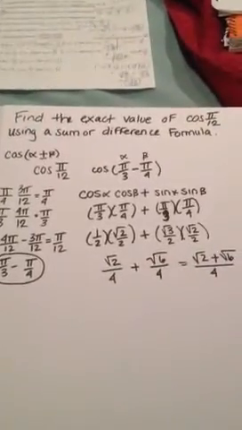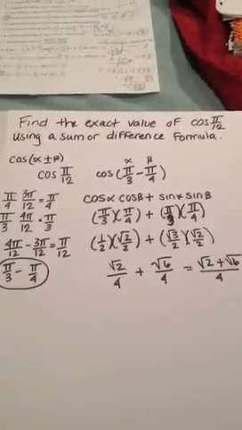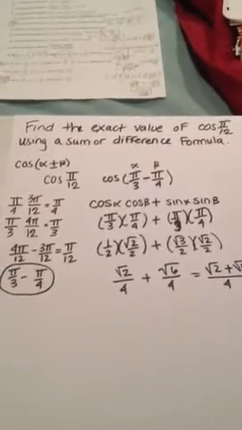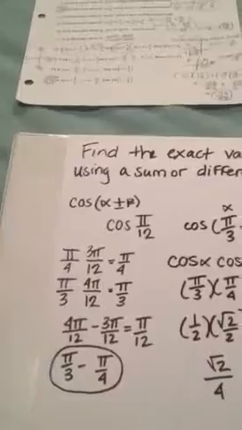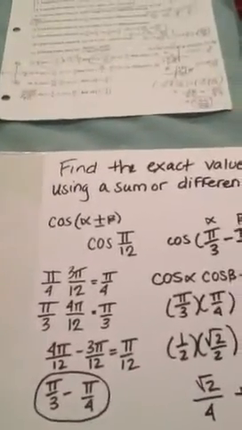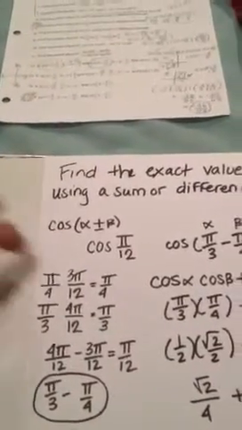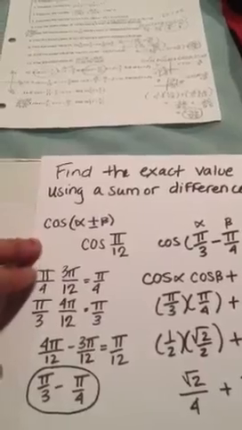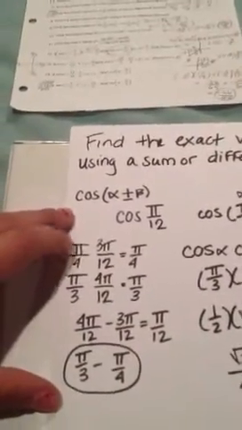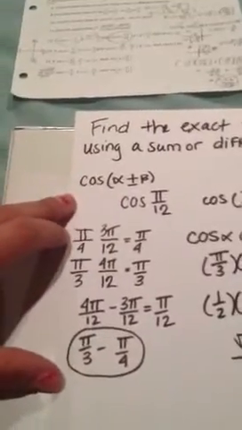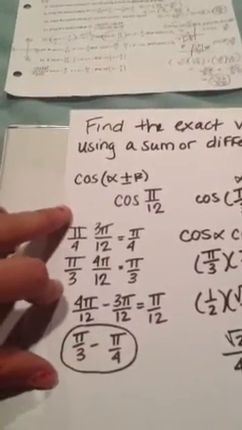Find the exact value of cosine of pi over 12 using a sum or difference formula. The cosine formula is cosine of theta plus or minus beta. So to find cosine of pi over 12, you take the two common angles of the unit circle that can add up to 12. Those were pi over 4 and pi over 3.